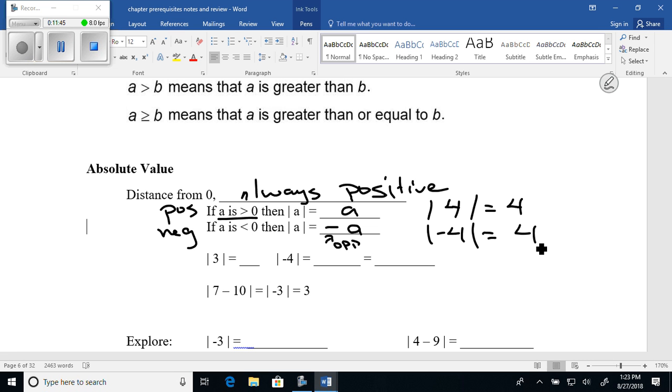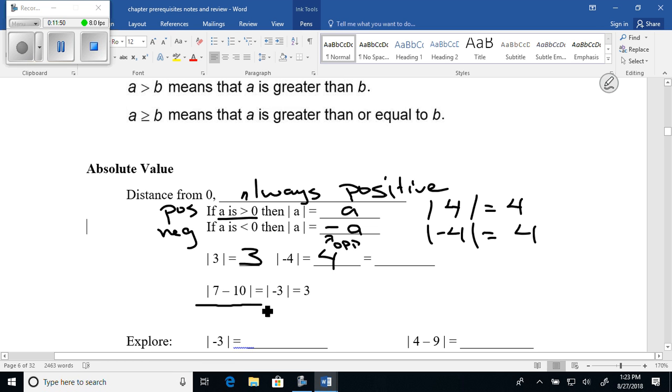All right, here. Absolute value of 3? Negative 4? 4. Awesome. Why do you think I put this 7 up here? Because that's going to be 3 no matter what. It's going to be negative 3, and then it's just 3. Absolute value symbols are grouping symbols, right? They have to be done first. A lot of times kids say, I take the absolute value of 7, that's 7, and then they take the absolute value of negative 10, which is 10, and then they get 17. That's wrong, right? So the first thing you have to do is inside, you must do this.